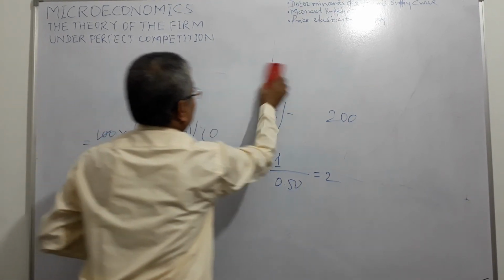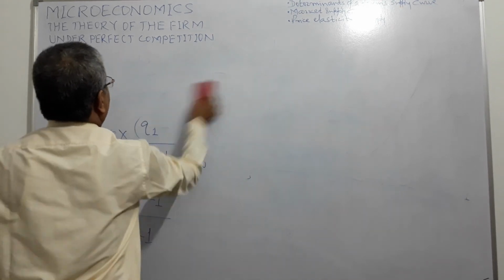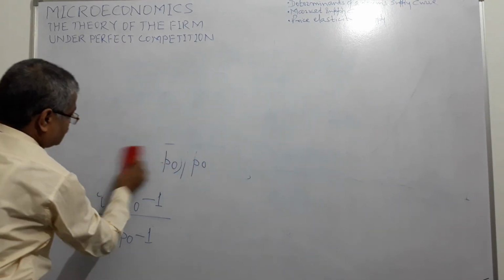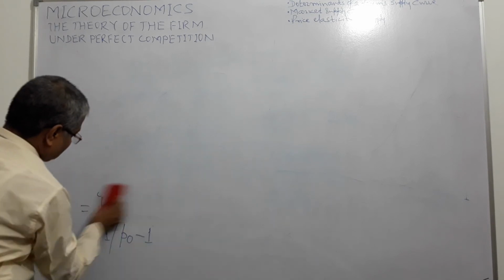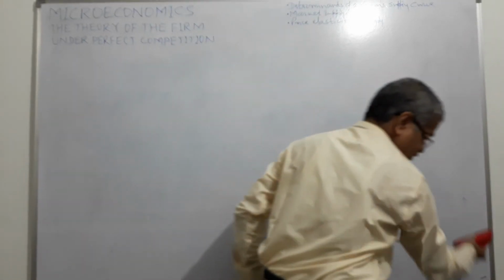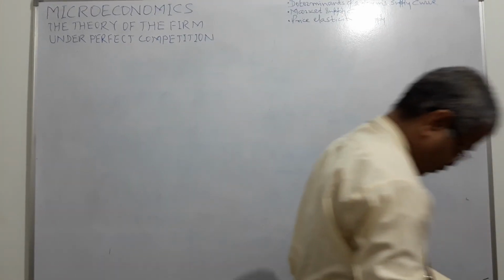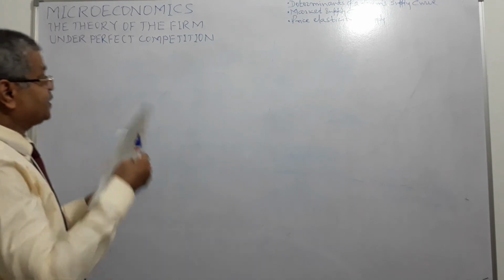Price elasticity of supply is the responsiveness of supply to change in price. It is the percentage change in quantity divided by the percentage change in price. Right? We can also see it through one geometric method.